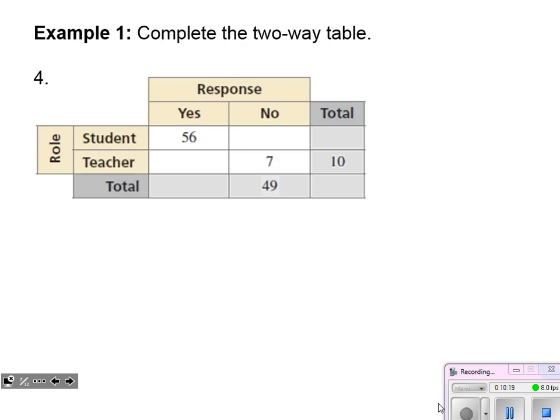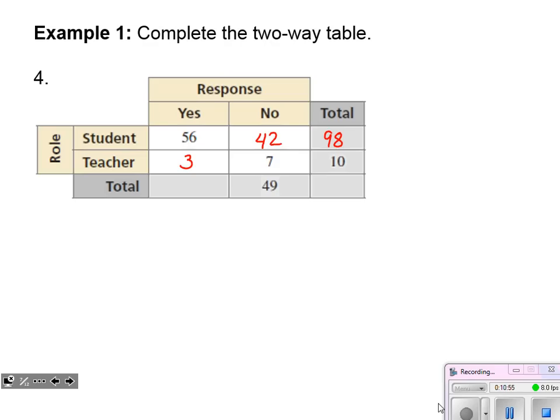All right, well, this first entry, I know that there were 49 total no's. 7 of those no's came from teachers. That means 42 of the no's must have come from students. Well, then going across the top, I know that students, if 56 said yes and 42 said no, that means 98 total students were surveyed. Okay, going across the next row, teachers, some said yes, 7 said no. There were a total of 10 teachers that were surveyed. That means 3 of them had to say yes.